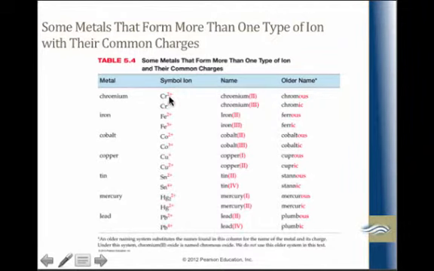Chromium can be either 2+ or 3+, so we call it chromium Roman numeral 2 or chromium Roman numeral 3. We need to specify the charges for transition metal ions.